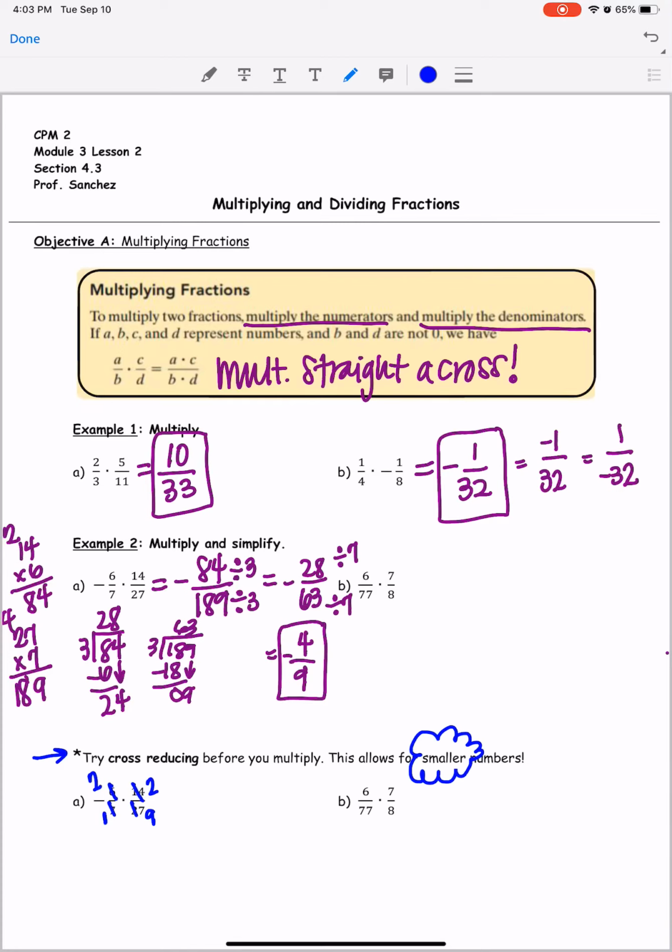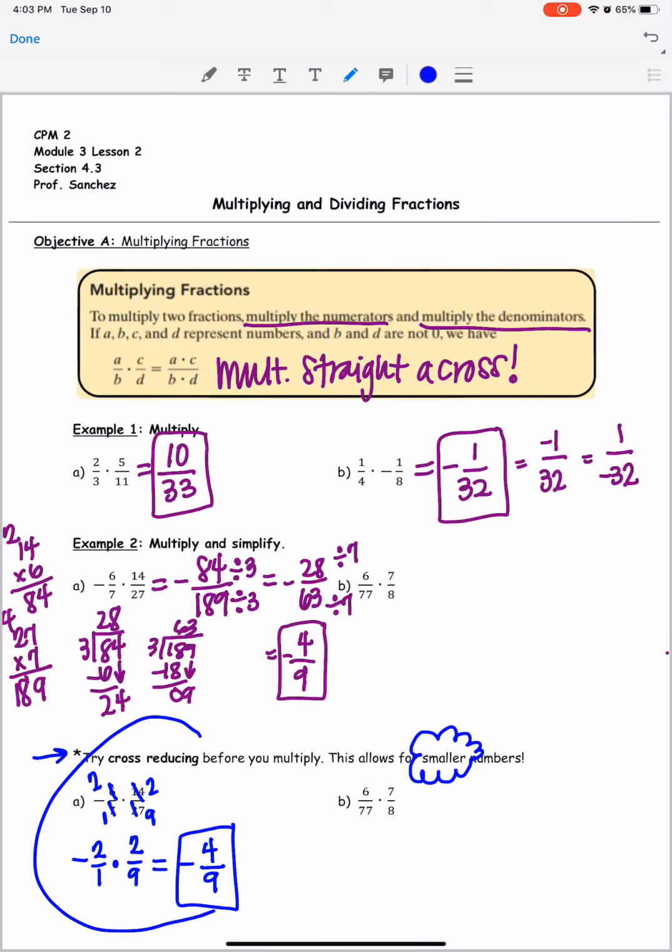So now multiply straight across. So now this looks like negative 2 over 1 times 2 over 9. So now when I multiply straight across, negative times positive is negative. 2 times 2 is 4. 9 times 1 is 9.